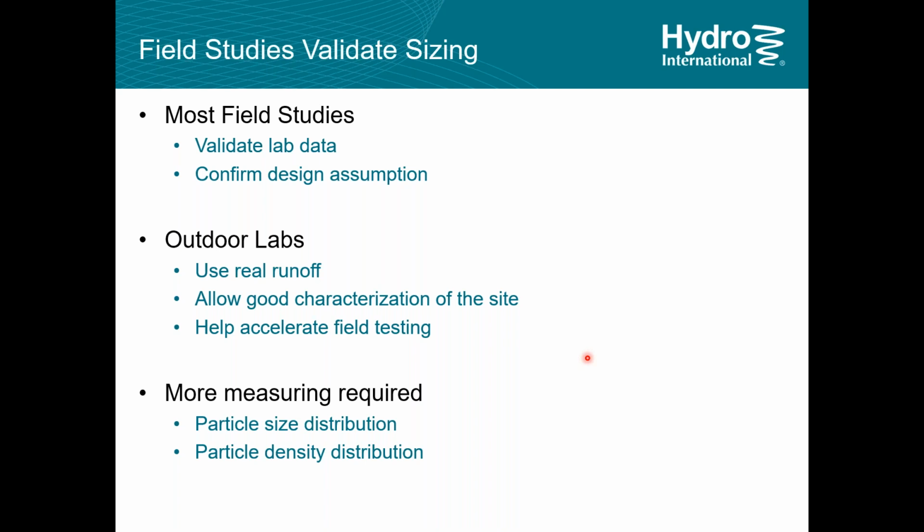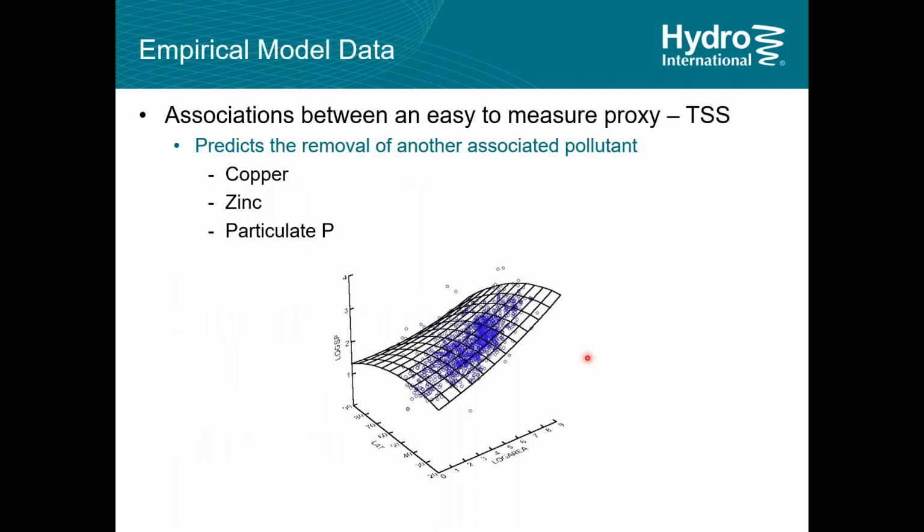When you're dealing with lab data, you generally know what you're putting into the system and what's coming out. When you're dealing with field data, you need more measurement. You need to measure particle size distributions. You should also measure particle density distribution, because unless you know all this information, you can't really assess what's going on in the equipment.